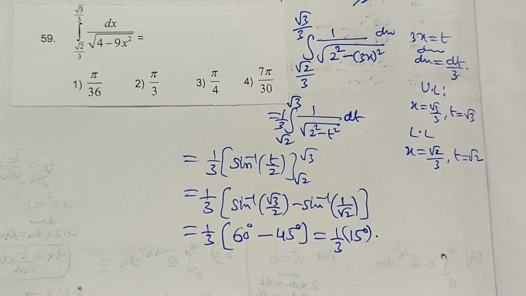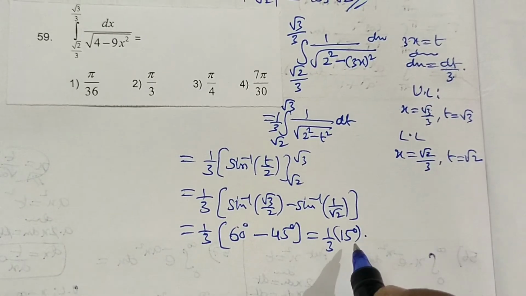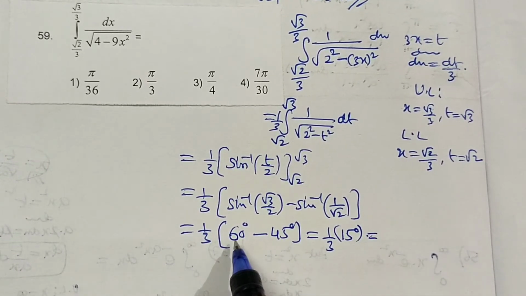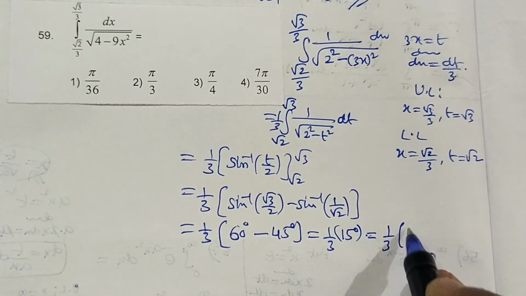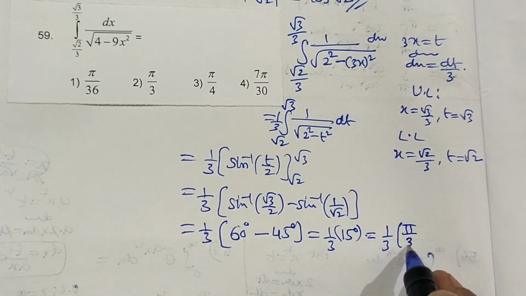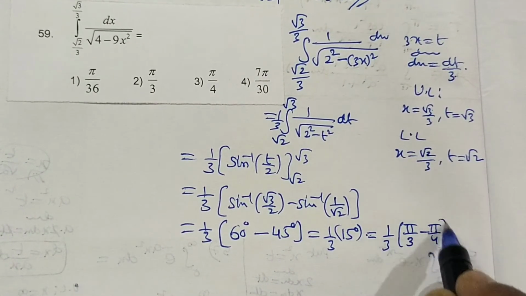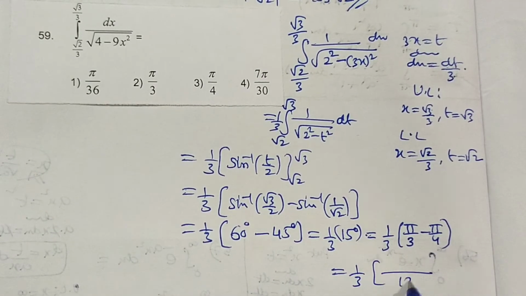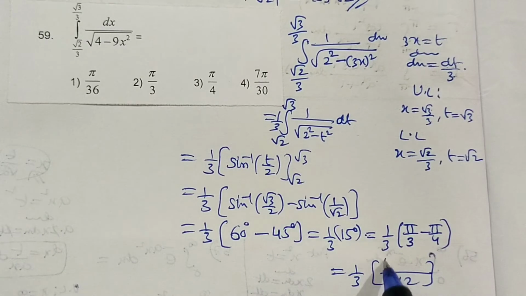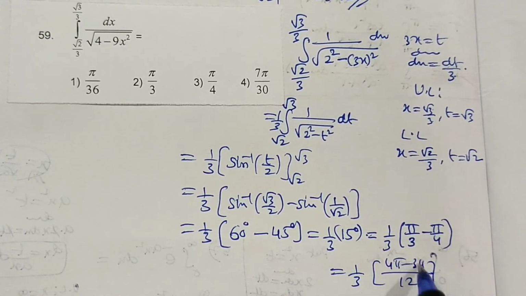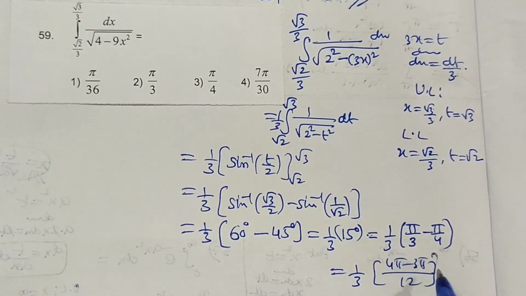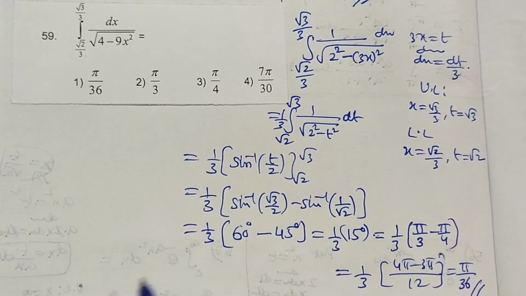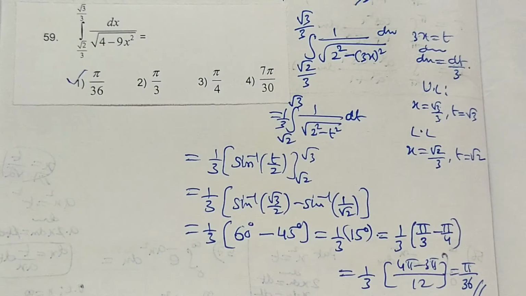But you have to write in terms of radians, so better to take here pi by 3 for 60 degrees. So 1 by 3 into pi by 3 minus pi by 4, take LCM, 12 LCM, 3 4s, 4 3s. So here pi will come, pi by 36, which is there in the first option.